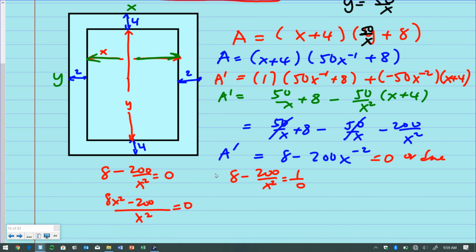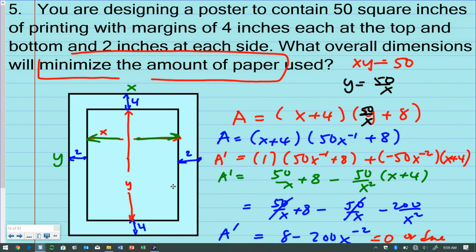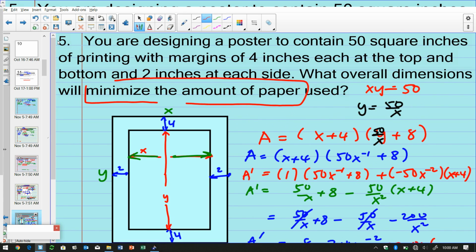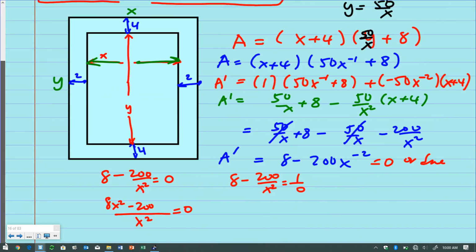I've lost my way to, hold on, where's my little thing? Right there. I've lost my little page extension, so I don't know how to extend the page.